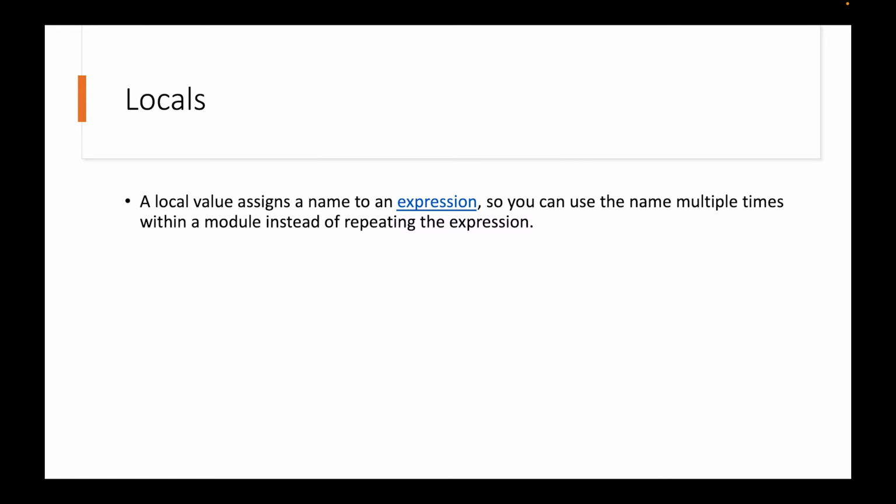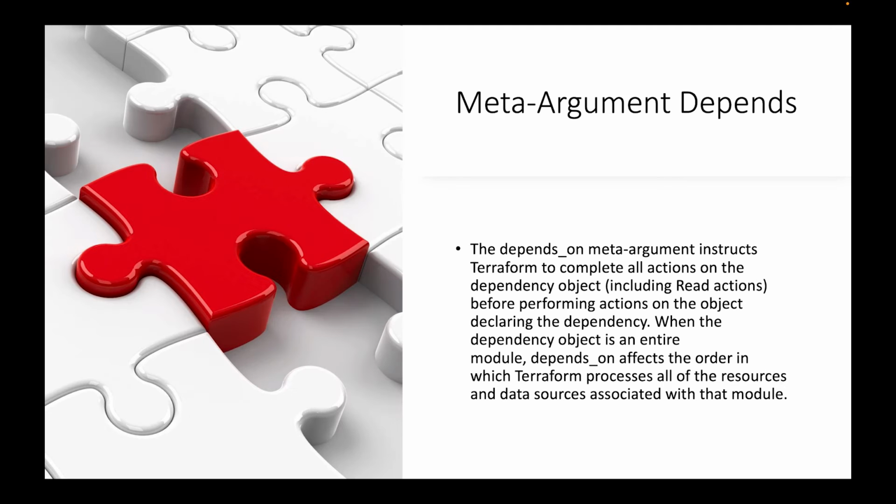So while that's being created, I just want to kind of go through some of the definitions of what we're learning. So one, locals: a local value assigns a name to an expression, so you can use the name multiple times within a module instead of repeating the expression. Exactly what I said before. Now the meta argument depends on: the depends on meta argument instructs Terraform to complete all actions of the dependency object before performing actions on the object declaring the dependency. When the dependency object is an entire module, depends on affects the order in which Terraform processes all the resources and data sources associated with that module.